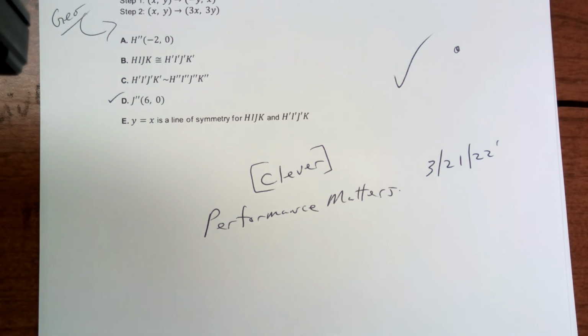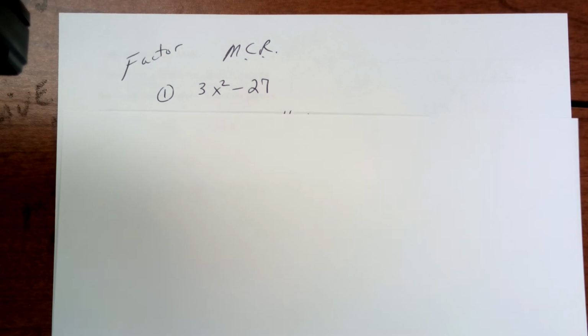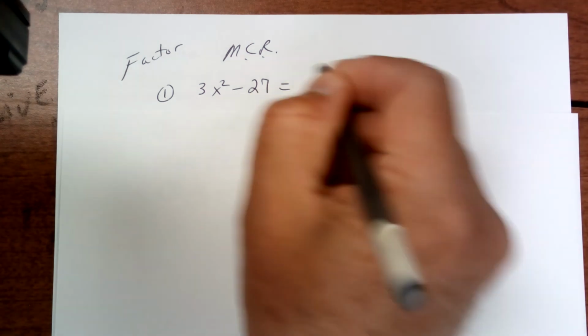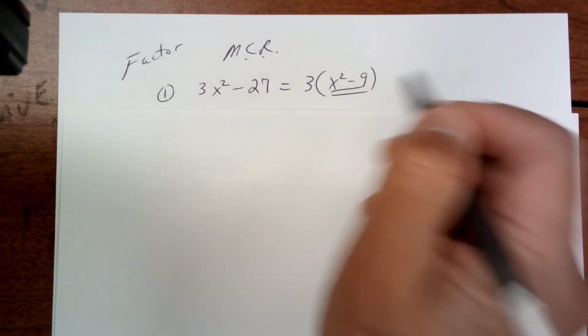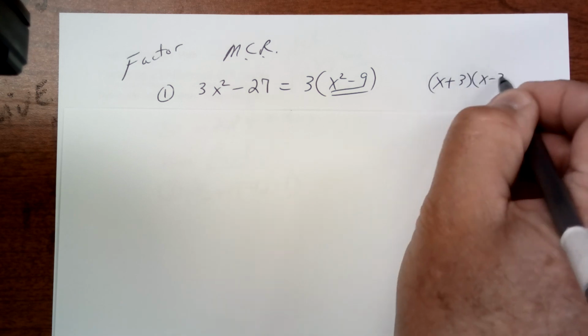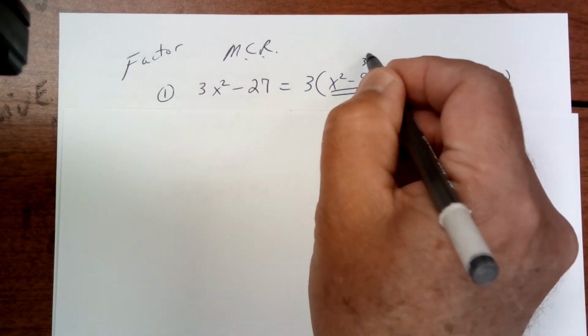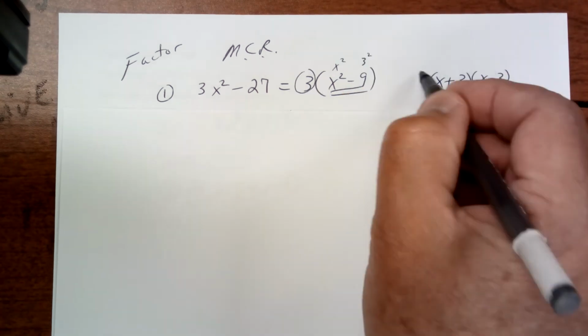Let's turn our attention now to MCR. On MCR, you got to go ahead and first factor this one right here. So you're going to take out a 3. And when you do, you're left with x squared minus 9. And this is the difference of 2 squares, so that's going to be x plus 3 and x minus 3. 3 times 3 is 9, and x times x. So difference of 2 squares, but this is part of your answer, so you got to add that in there.